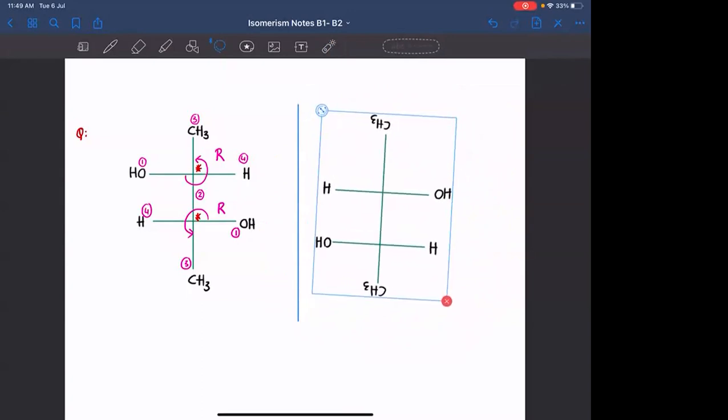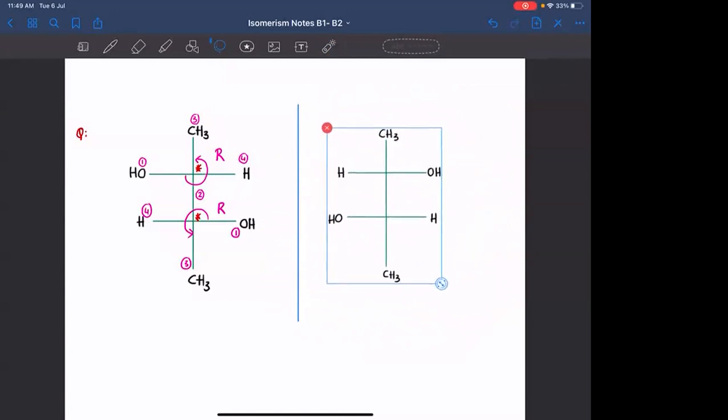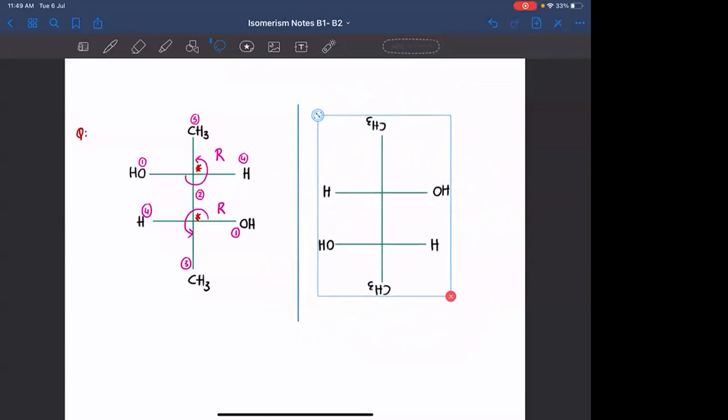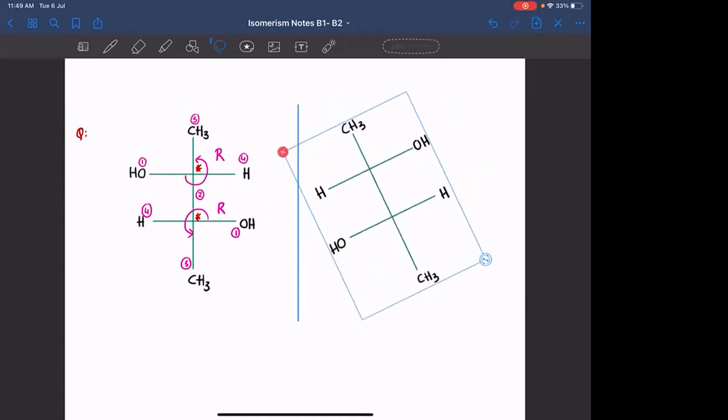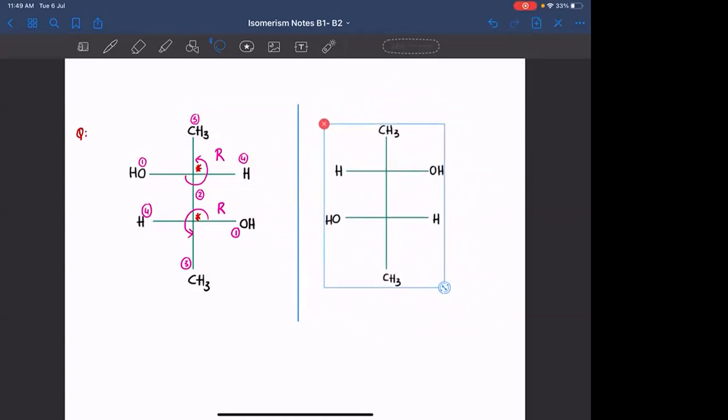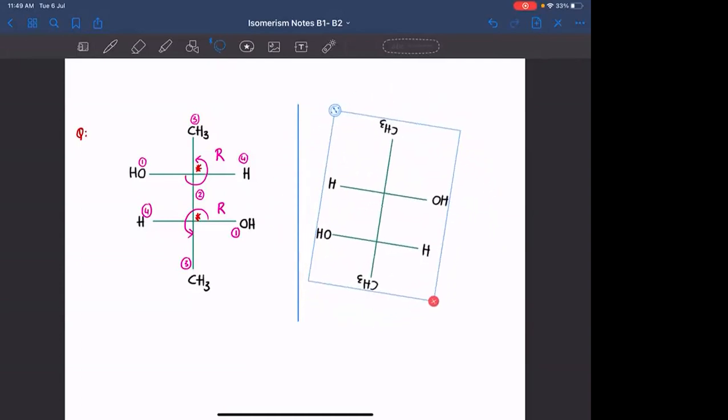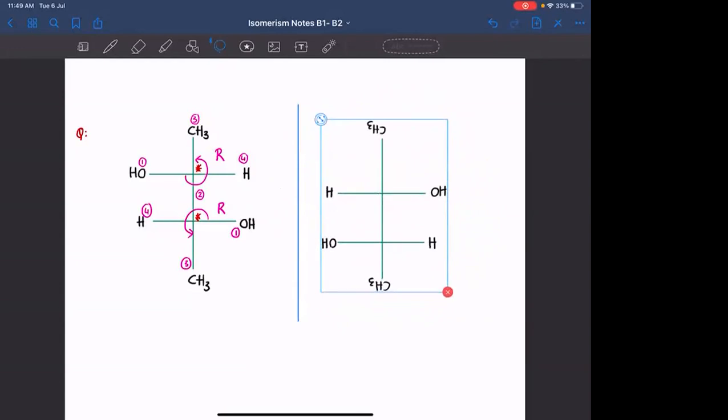Is there any difference? Initially CS3 है, OH is present on the right hand side. After rotating it by 180 degrees, then also I am getting the same thing. This particular thing is called as axis of symmetry. About one particular axis, I am rotating it. After rotation also, I am getting the same molecule. That is called as axis of symmetry. Every chiral molecule has axis of symmetry.